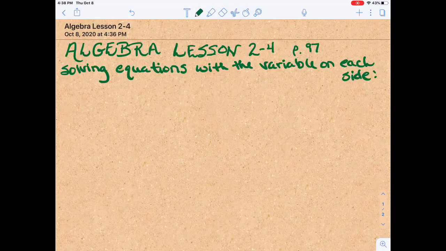Guys, this is lesson 2.4. It's called solving equations with the variable on each side. But there's sort of a hodgepodge of things just to talk about in solving equations. So let me try to highlight a few things from the textbook.